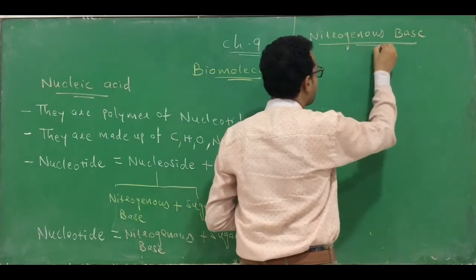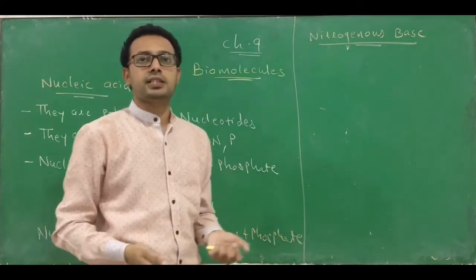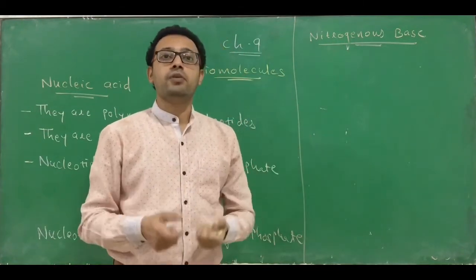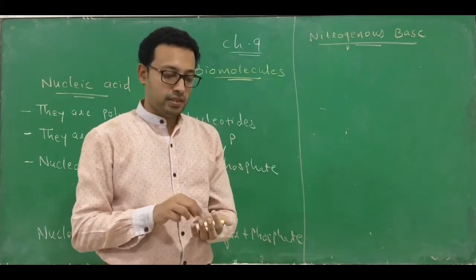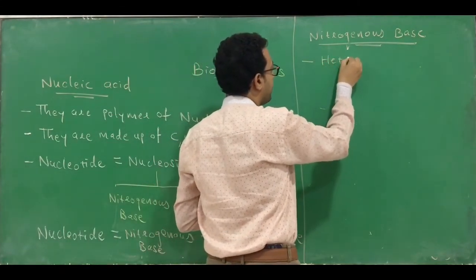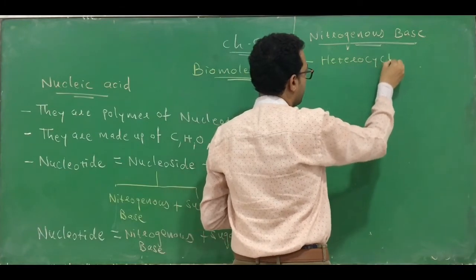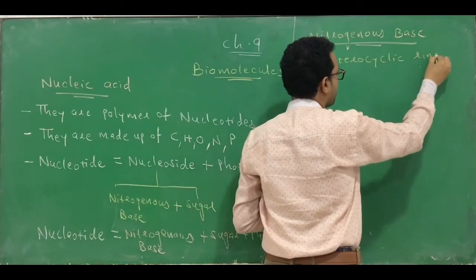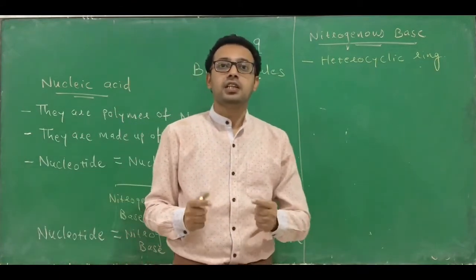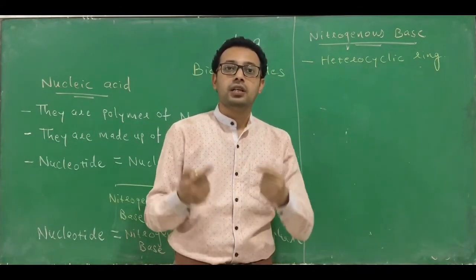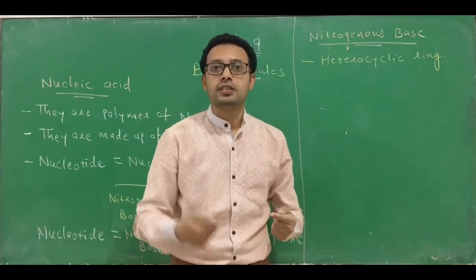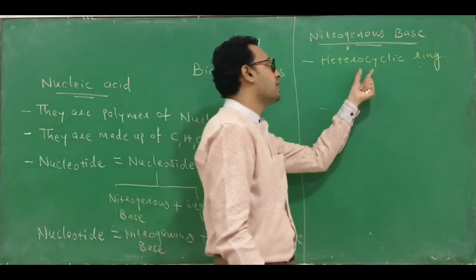What are the nitrogenous bases? The name itself suggests they are basic compounds and they contain nitrogen. That's why we call them nitrogenous bases. Nitrogenous bases are heterocyclic rings. Heterocyclic ring means you know the structure of benzene. A ring which contains oxygen, nitrogen, or other atoms is called a heterocyclic ring.